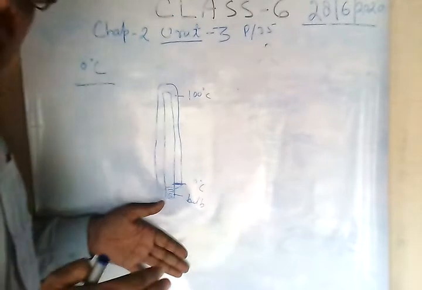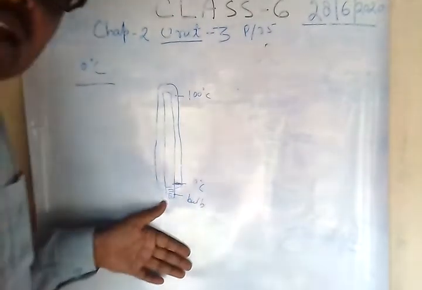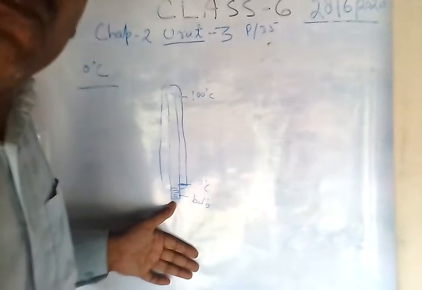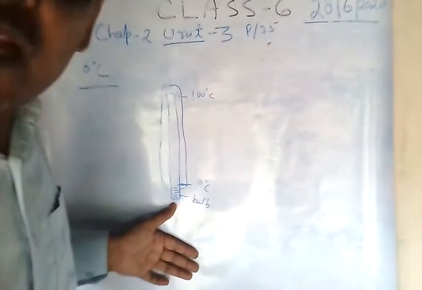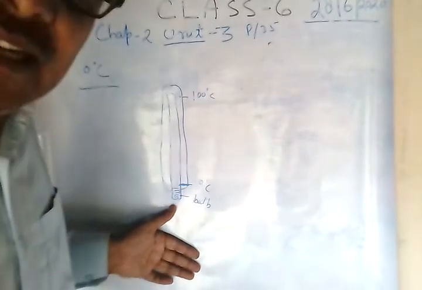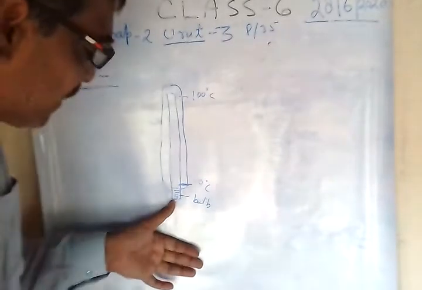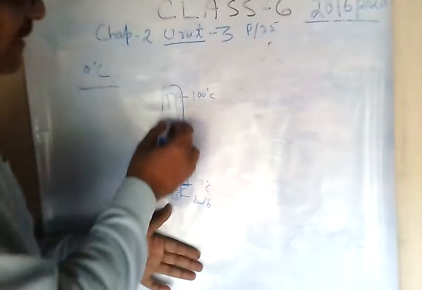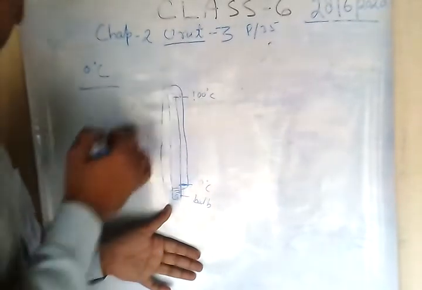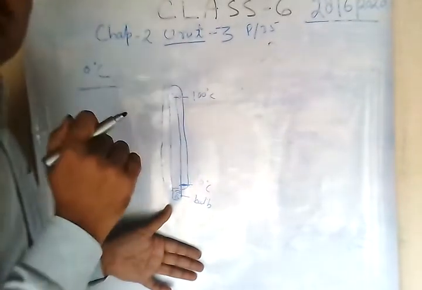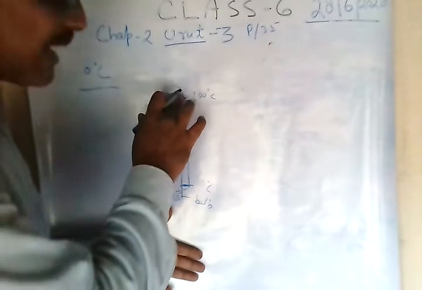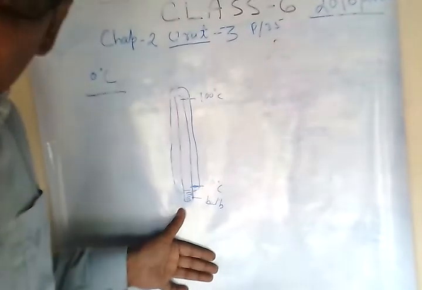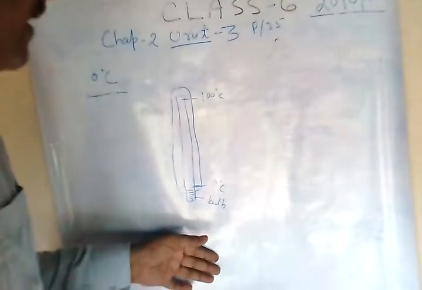Now again we put the bulb of the thermometer in hot, boiled water, and the temperature of boiled water is 100 centigrade. When we put the bulb in hot water, the mercury level will rise up, reach here, and be fixed here. When we mark it, it is 100 degree Celsius, because the temperature of boiled water is 100 centigrade.